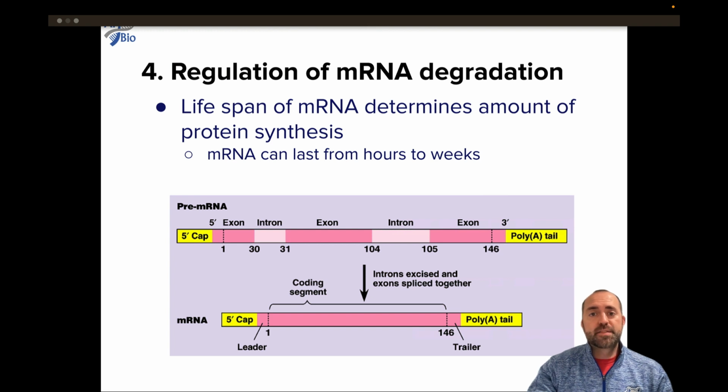We also have the lifespan of mRNA, which can be determined by how long that poly A tail is and the 5' cap. Basically, the longer the mRNA lasts in your cells, the more protein product it can make. So depending on how much protein the cell wants to make, it can last from several hours to several weeks, depending on how long that poly A tail is and what kind of 5' cap is added.